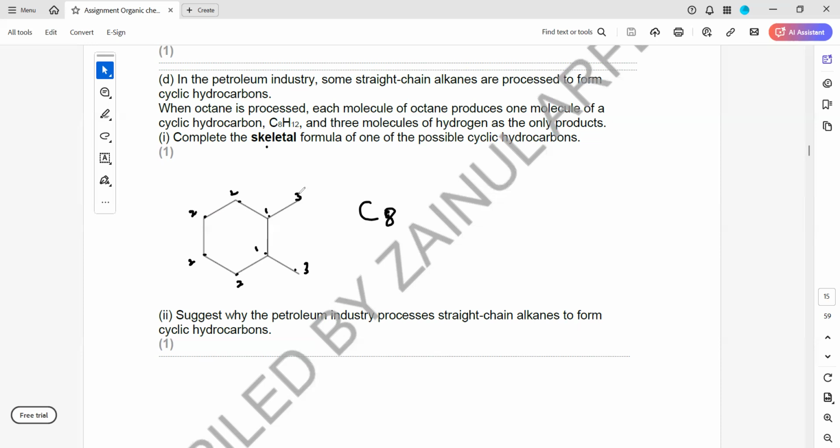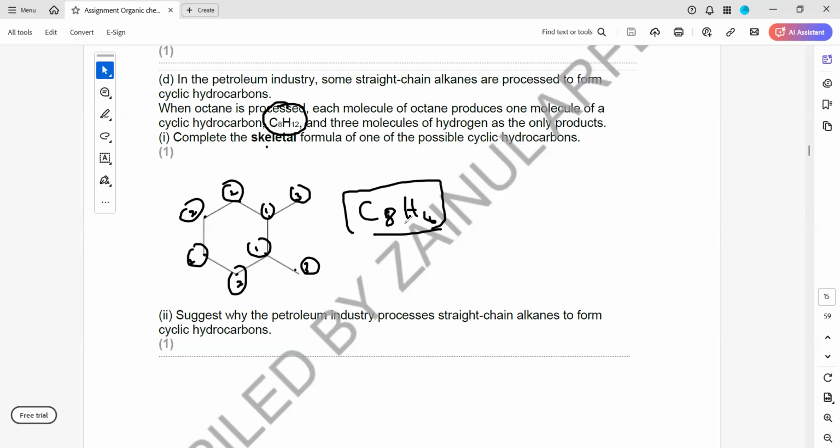So in total, how many hydrogens are there? We want the hydrocarbon to have 12. But what about this one? According to the given structure, how many are there? 3 plus 1, 4, 5, 6, 7, 8, 9, 10, 11, 12, 13, 14, 15, 16. So it has 16. This is a skeletal formula which is also cyclic, but it has a molecular formula of C8H16.